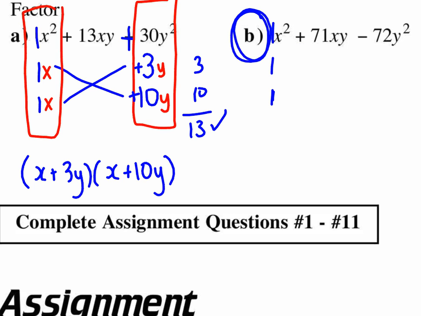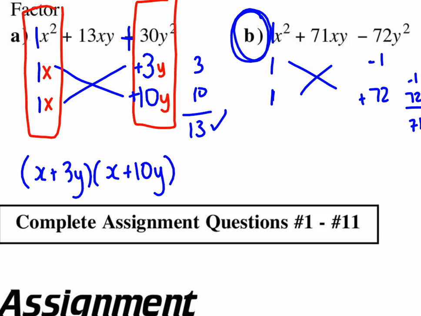You might not have needed to go that far, because our sum is 71. So the only logical answer would be what two numbers? -1 and +72. Because we want to add to a +71. So if we want to multiply to a negative but add to a positive, the larger number is positive. And that adds to 71.